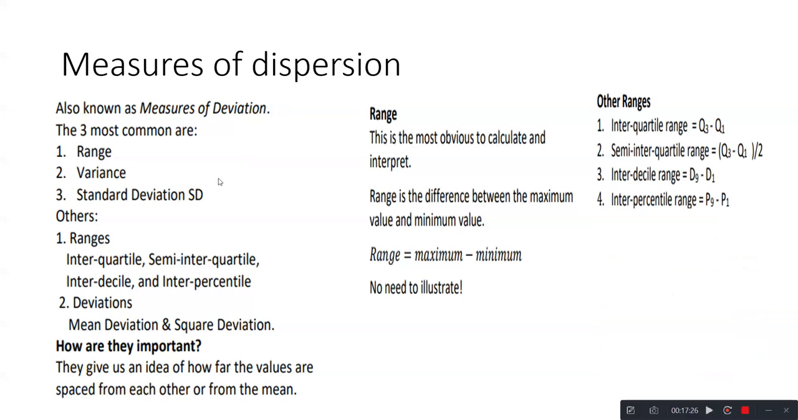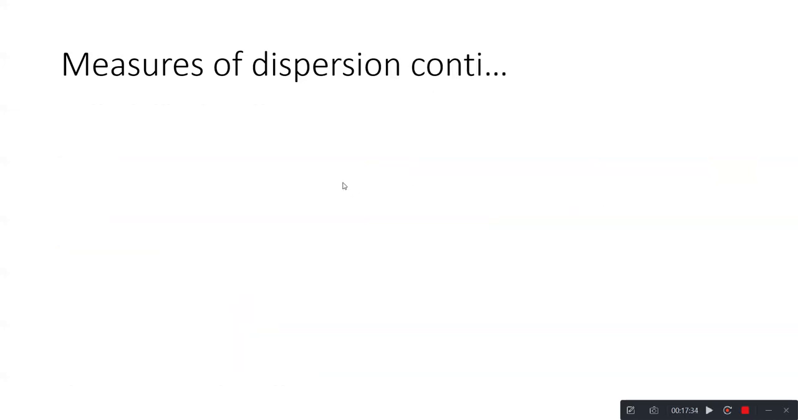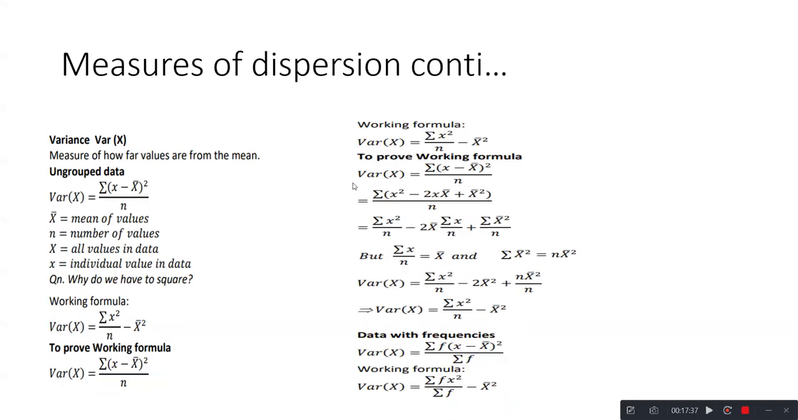So for range, we can determine the range. Range is the maximum minus minimum, and that one is very, very easy to calculate. Then we can also look at the measures of dispersion. If this is too fast, you can pause this video and write these formulas. Write them down and you'll be able to utilize them. Variance means the measure of how far values are from the mean.